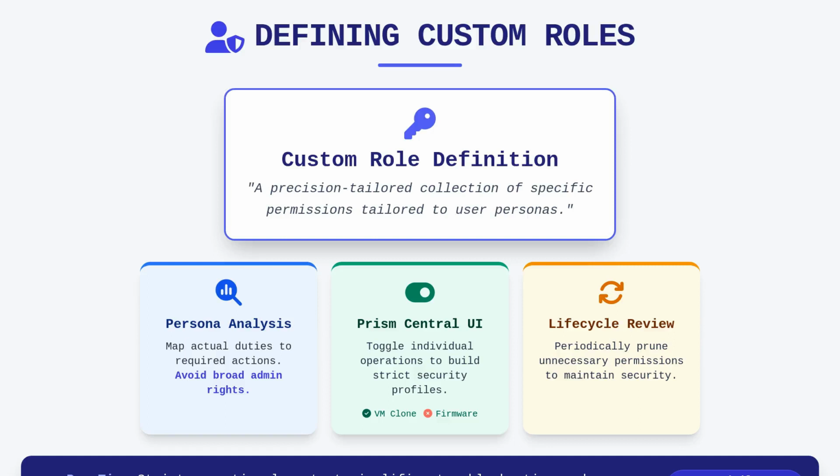Creating roles based on these requirements prevents the common practice of granting broad administrative rights to users who only need scoped interactive session capabilities. Prism Central displays these permissions in a structured format, enabling you to toggle individual operations to build a custom security profile. Always favor creating roles that strictly adhere to the operational context of the user, as this simplifies the troubleshooting process when identifying denied operations. Periodic reviews of these custom roles are recommended to prune unnecessary permissions that may have been added during initial, less restrictive phases of deployment.